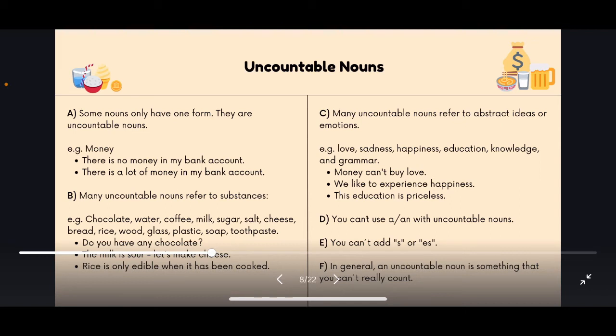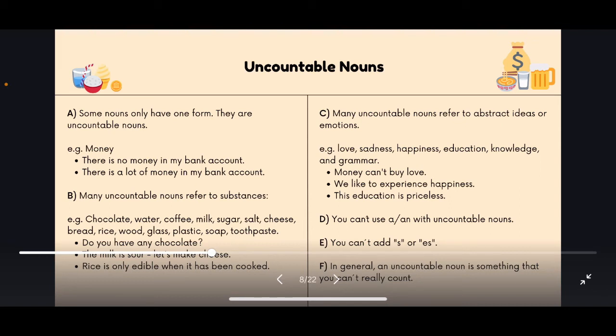Well, actually many uncountable nouns refer to substances like chocolate, water, coffee, milk, sugar, salt, cheese, bread, rice, wood, glass, plastic, soap, and toothpaste.